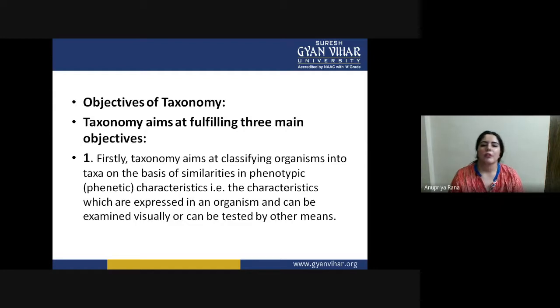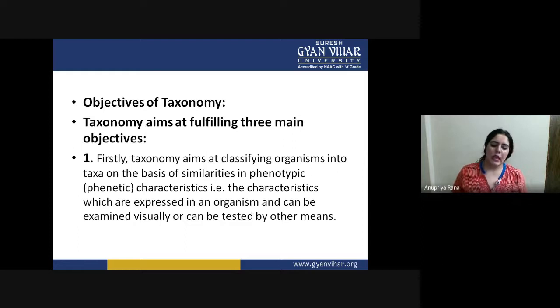The very important thing we are going to see here is the objectives of taxonomy. Basically there are three objectives in the case of taxonomy. The first objective is that taxonomy aims at classifying organisms into taxa on the basis of similarity in phenotypic characteristics, which are expressed in an organism and can be examined visually or tested by other means. So basically, the first goal is that we have to place all the species in groups, only on the basis of their similarity.